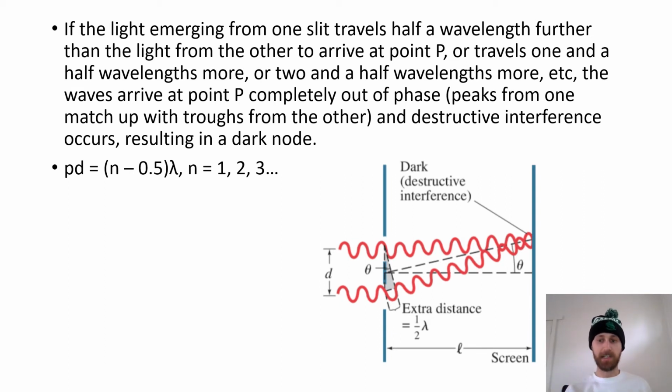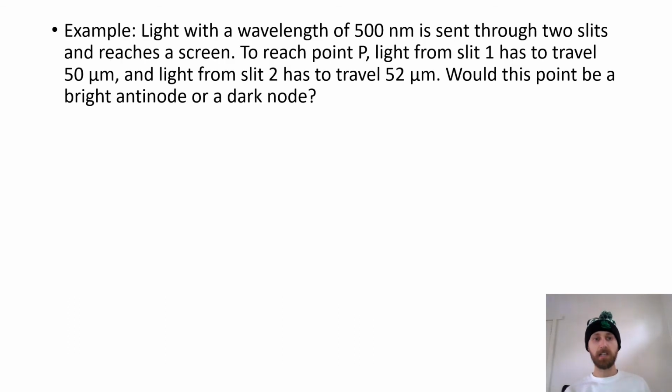There's a half wavelength difference, or 1.5 or 2.5, like that. So the example is going to look something like this. Light with a wavelength of 500 nanometers is sent through two slits and reaches a screen. To reach point P, light from slit 1 has to travel 50 micrometers, and light from slit 2 has to travel 52 micrometers. Would this point be a bright antinode or a dark node?